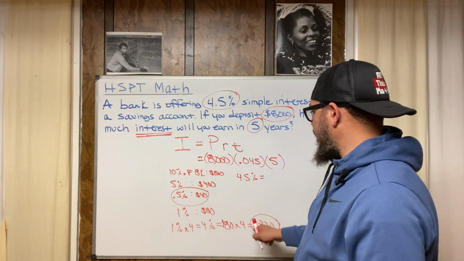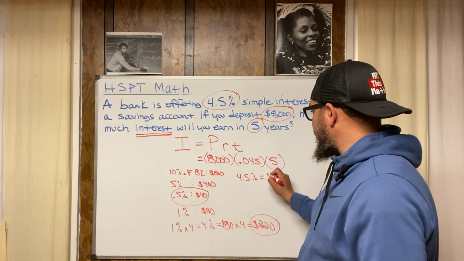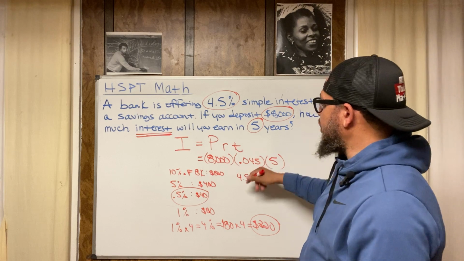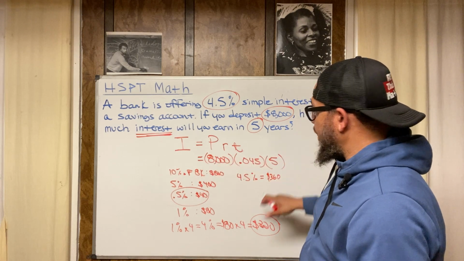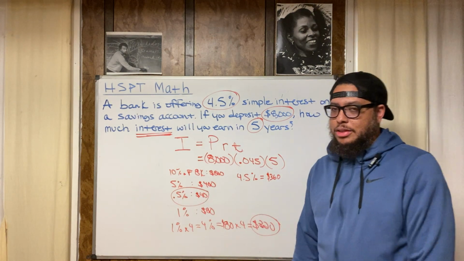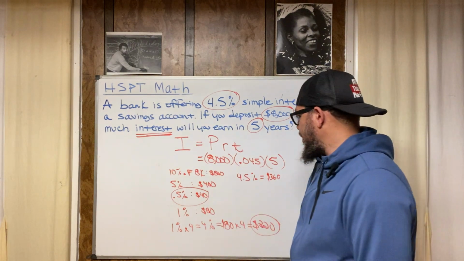So we got 320 plus 40. That's going to be 360. So 8,000 times 0.045 is going to be 360. And I ain't even need a calculator. See that? I ain't even need a calculator, right?